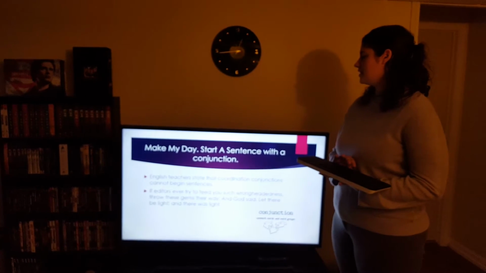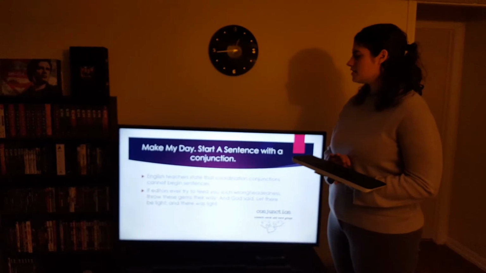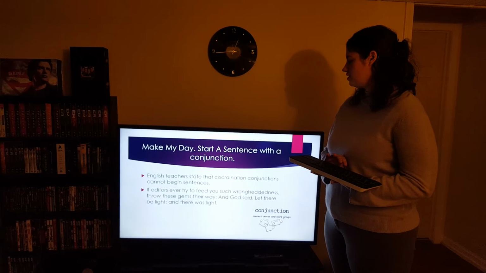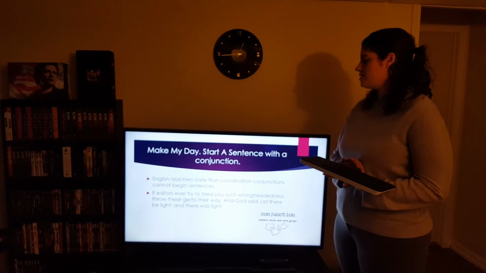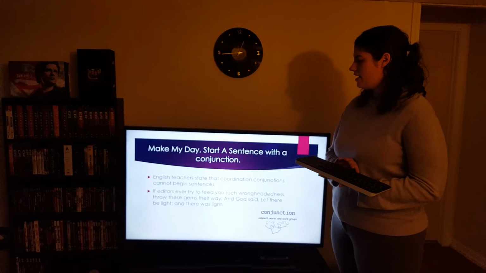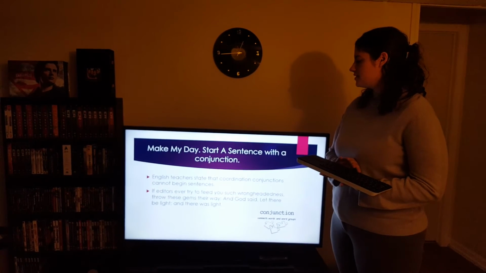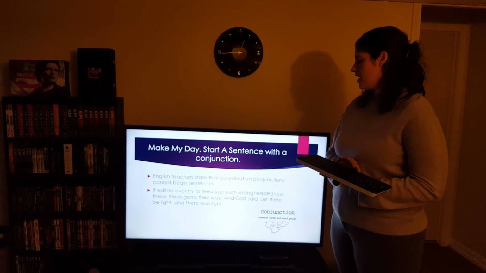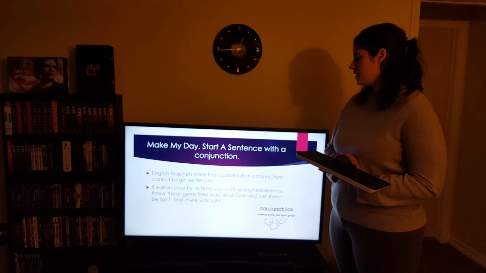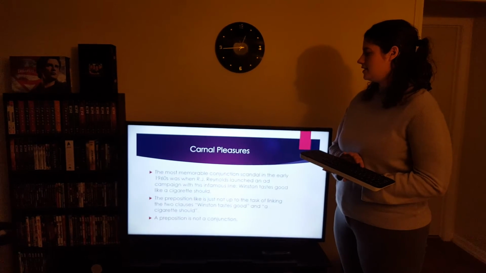Make my day. Start a sentence with a conjunction. English teachers state that coordinating conjunctions cannot begin sentences. If editors ever try to feed you such wrongheadedness, throw these gems their way. "And God said, 'Let there be light,' and there was light."